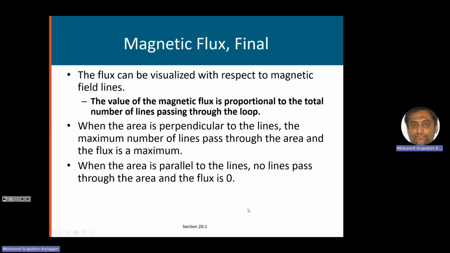So the flux can be visualized with respect to the magnetic field lines, what we saw in the previous picture. You can say the magnetic flux is proportional to the number of lines passing through the loop. More number of lines when it is like this, everything is passing through. When you go like this, the number of lines will decrease as you tilt. As you come like this, it will be 0 lines.